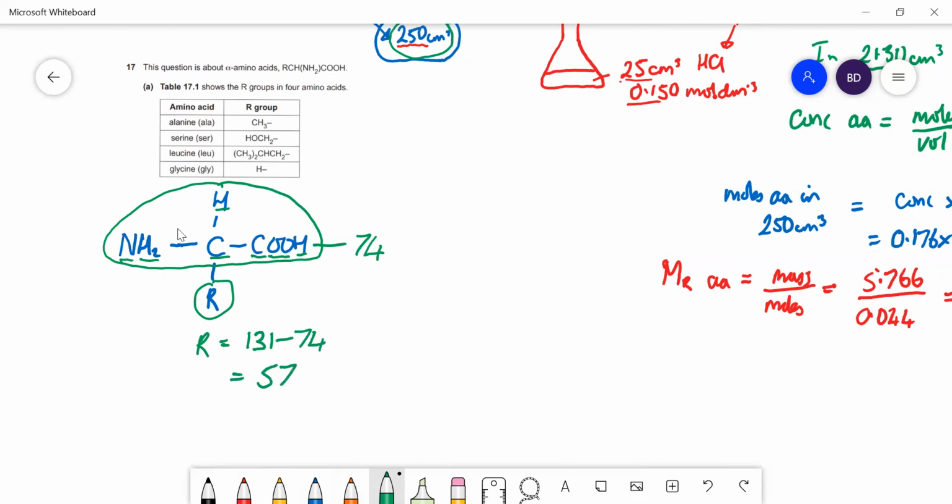Okay, so which of these R groups is going to weigh 57? Well, obviously it's not going to be glycine because that only weighs 1. It's not going to be alanine, that weighs 15, CH3. Serine's not going to be 57, it's going to be too small. But what we've got there is C4H9 in leucine, and of course that does weigh 57. So the answer is the amino acid was leucine.